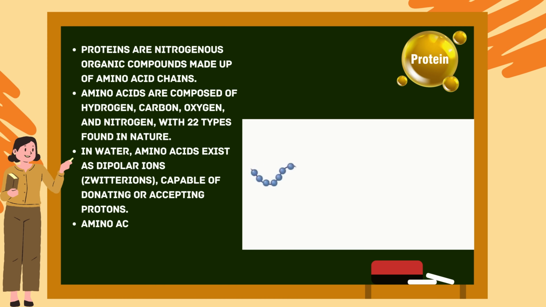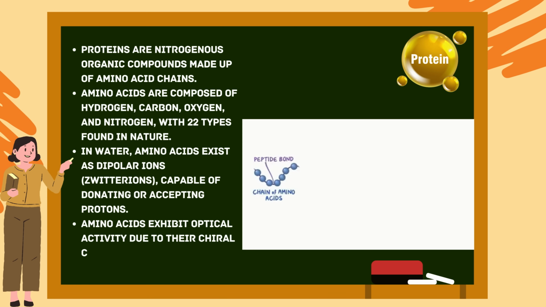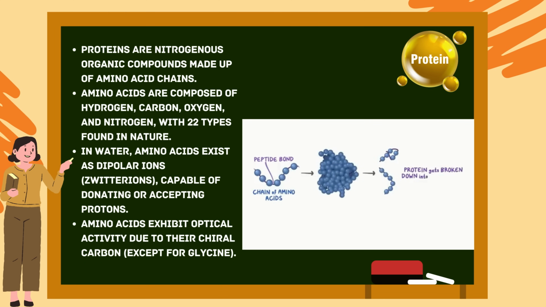At its simplest, a protein is a chain of amino acids bound to one another by peptide bonds. Like a string of beads, these strings get twisted and folded into a final protein shape. When we eat protein, it gets broken down into its individual amino acids.